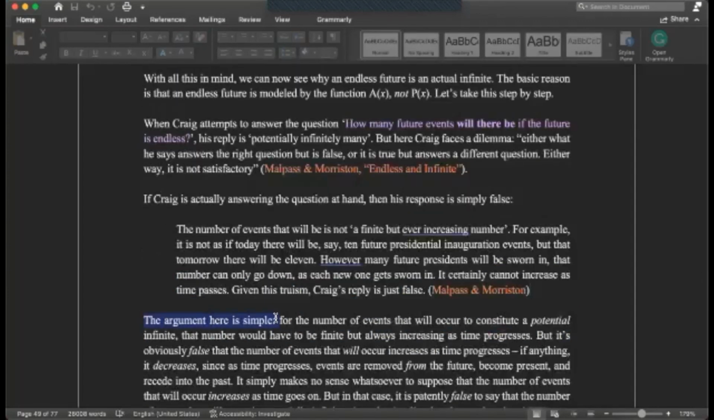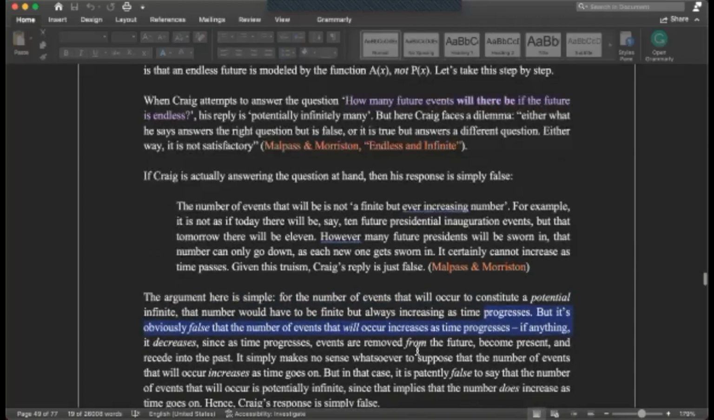The argument here is simple. For the number of events that will occur to constitute a potential infinite, that number would have to be finite but always increasing as time progresses. But it's obviously false that the number of events that will occur increases as time progresses. If anything, it decreases, since as time progresses, events are removed from the future, become present, and recede into the past.